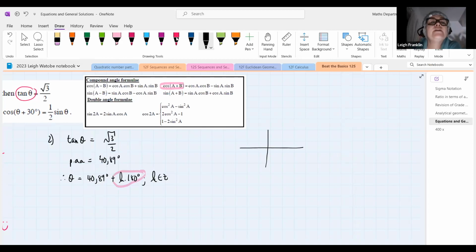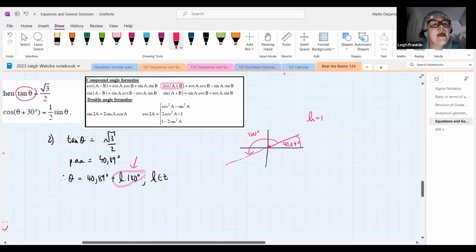So, for example, let's say your terminal arm is there. That's 40,89 degrees. When you do K equal to 1, your terminal arm is going to swing around and pick up, because there's 180, that solution in the third quadrant anyway. Does that make sense, Lesedi? That's the joy of using K times 180 when we are working with tan theta.